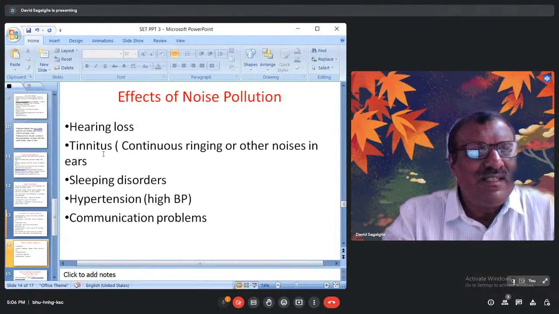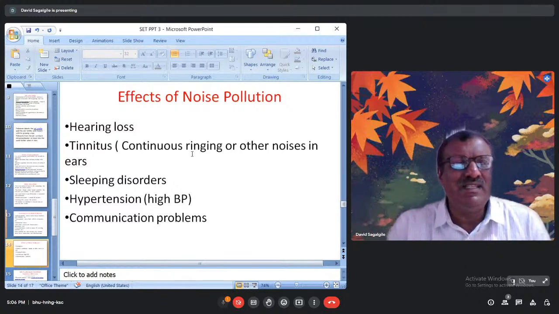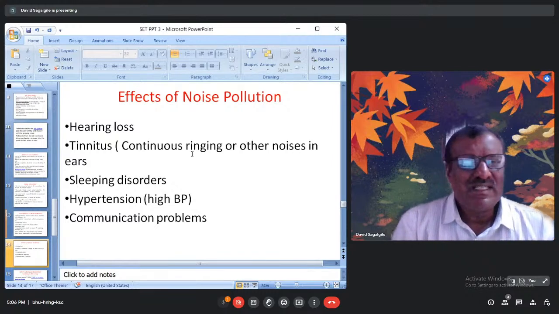Then tinnitus. What is tinnitus? It is a kind of disease. It is a feeling of continuous ringing or other noises in the ears. Some people are suffering with tinnitus, which is like some kind of noise is continuously ringing in their ears, because of which they cannot sleep, because of which their mental health is also disturbed very badly.